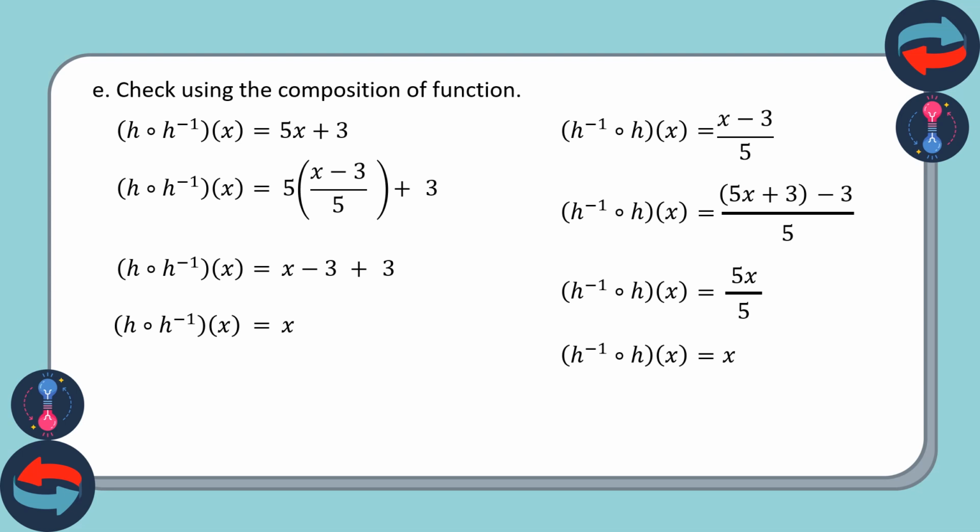Since x is equal to x, we can already say that the inverse of h of x, which is equal to (x minus 3) all over 5, is the inverse of the given function, which is h of x equals 5x plus 3.